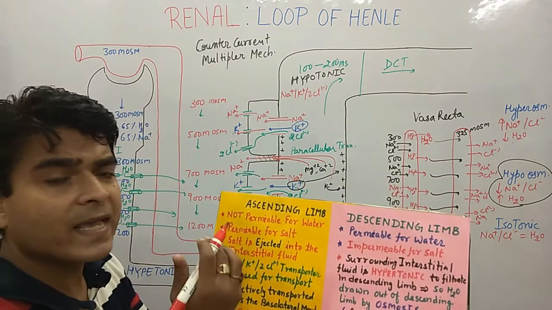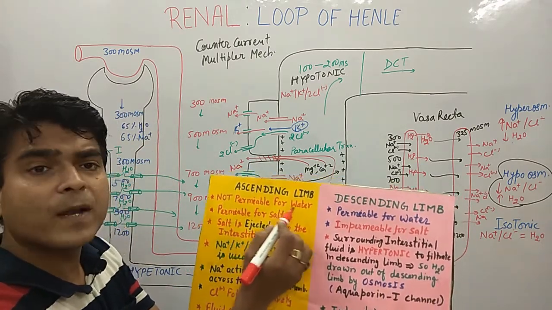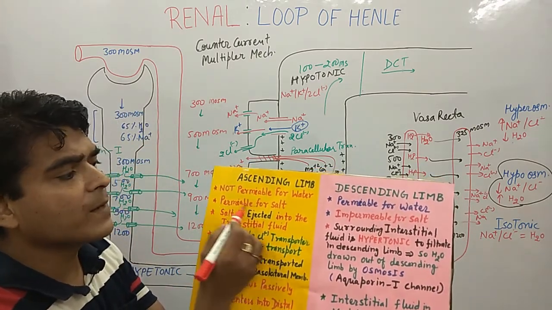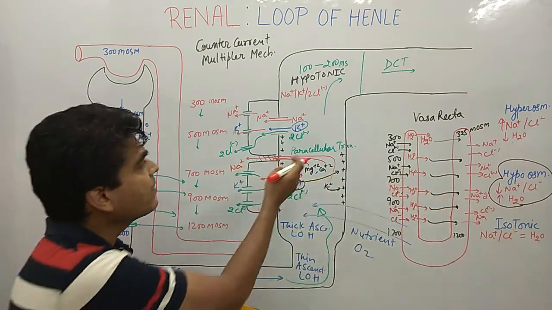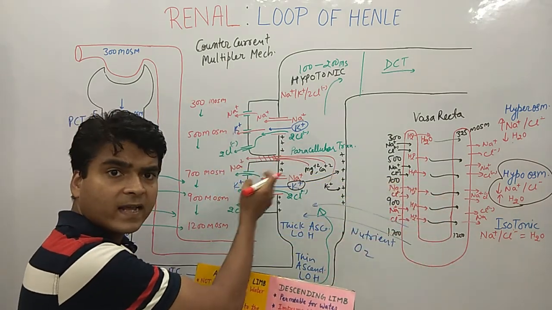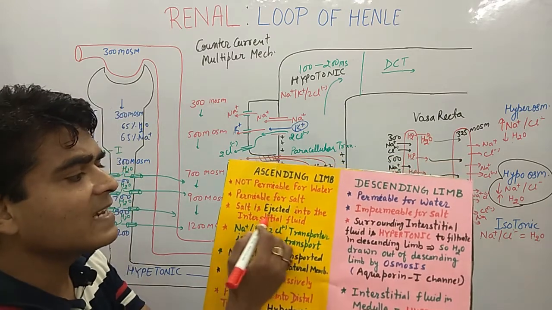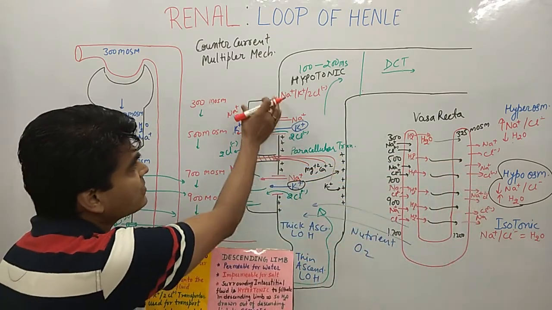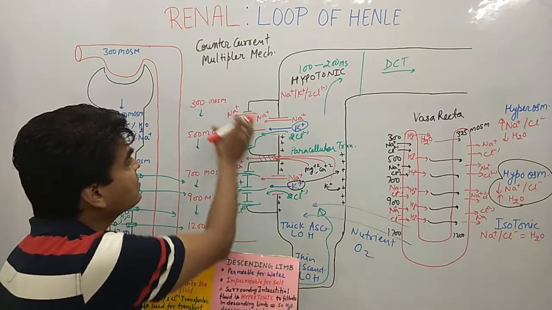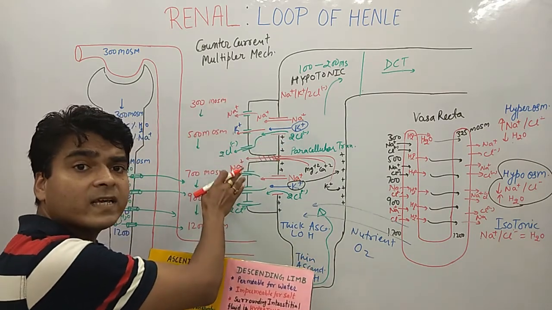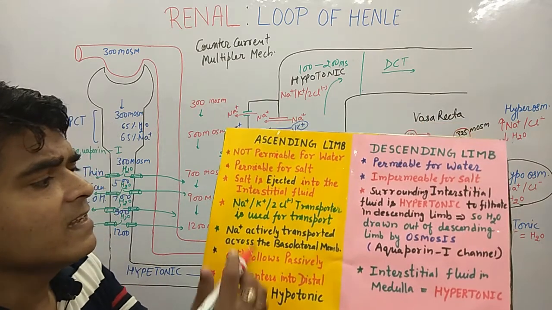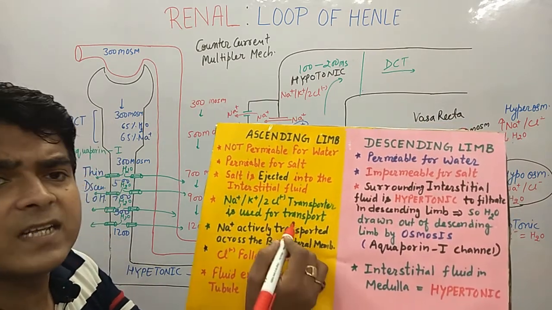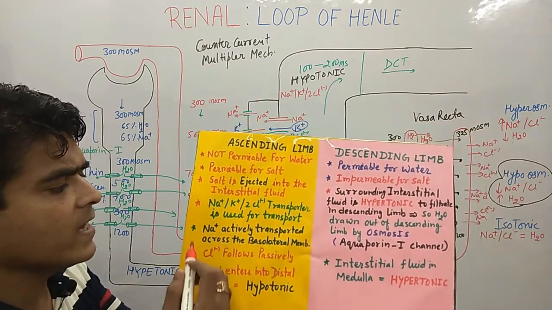Okay, so ascending limb में क्या हो रहा था? Basically it is not permeable for water and it is permeable for salt. Salt के लिए permeable था और यहाँ से salt move कर रहे थे. Further क्या हो रहा है? Salt is ejected into the interstitial fluid. Salt जो है यहाँ पर sodium potassium 2 chloride transporter के through यहाँ पर interstitial fluid के अंदर eject किए जा रहे थे. Now sodium potassium 2 chloride transporter is used for transport. Okay, ये हम पढ़ ही चुके हैं.